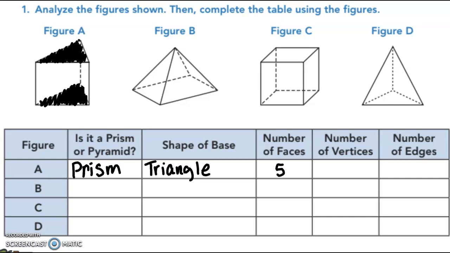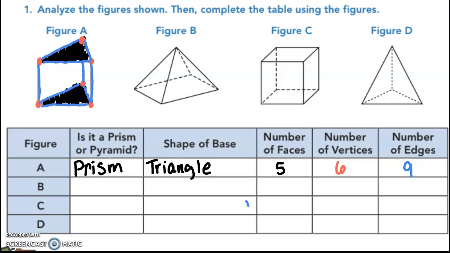The number of vertices would be 1. Here, let me change colors. That way it's easier for you to see. There's a vertex here, here, here. There's one back here, and right here. So if we count those, that is 6 vertices. And then our number of edges would be 1, 2, 3, 4, 5, 6, 7, 8, 9. There are 9 edges.